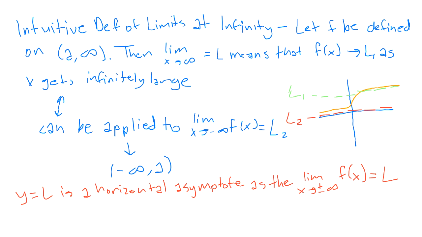So let's do an example of this. Let's find the horizontal asymptotes, or actually let's make it a little bit more fun. Let's do all the asymptotes on the function 5 minus 2 over x squared.